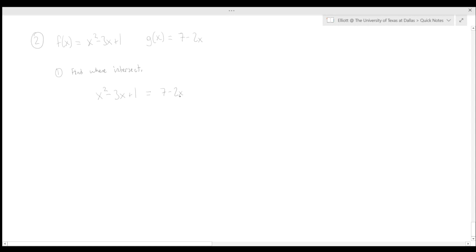All right, and then here, I'm going to rearrange to try to solve for x. I'm going to move everything to one side. So let's add 2x over, and then we'll minus 7 to get minus 6 equals 0. And this we can try to factor now. Looks like it's going to be x minus 3 times x plus 2. So that means they're intersecting at x equals negative 2 and positive 3, okay?